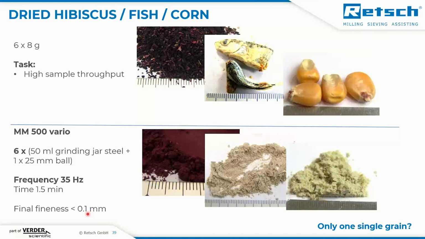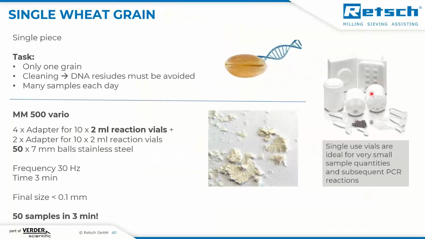If we have only one single grain, just one of these corn, for analytics, we can put it in a very small grinding jar and grind it as we are used to. The grinding process is fine, but sample recovery gets a little bit difficult because you will have this powdered sample covering the grinding jar inside and the ball, and then it gets a little bit tricky to get the sample back.